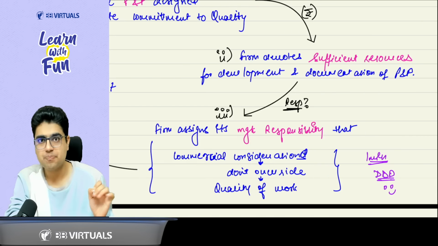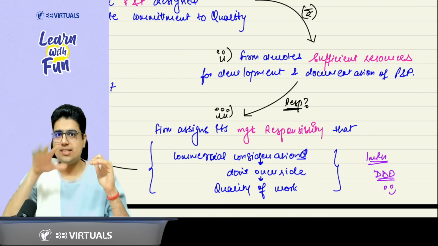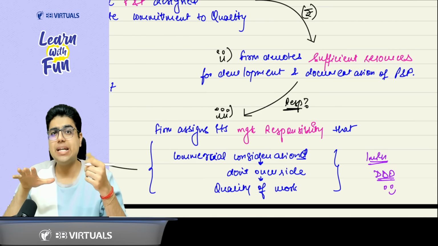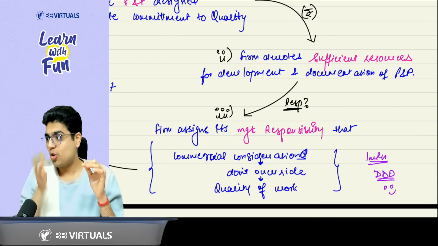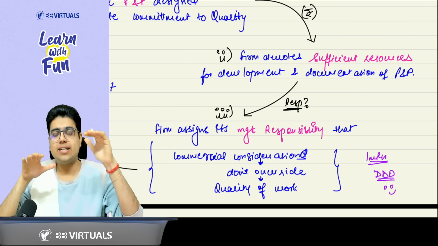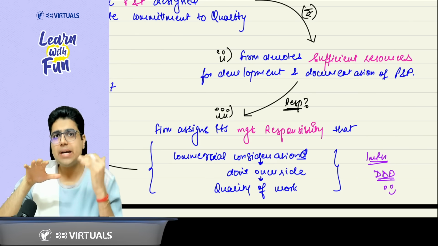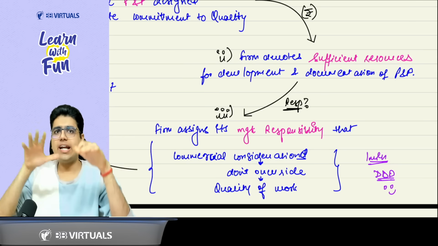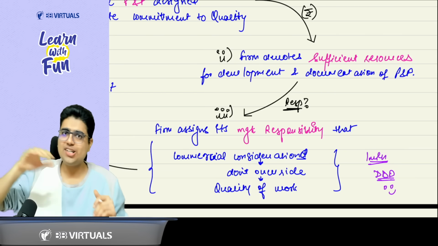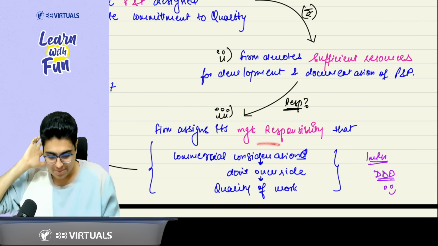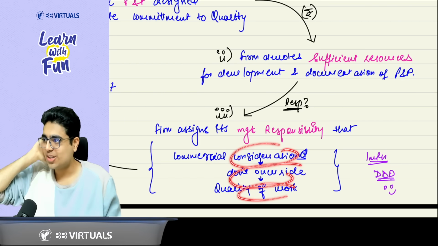the quality of work. Commercial considerations, see, this is quality, this is commercial consideration. Commercial consideration means money mindset. So what do you think? Quality should remain above or money mindset? Sir, quality. So make sure your commercial consideration, that is the money mindset, does not override the quality of work. So quality should always remain above, commercial consideration should always remain below. So commercial considerations don't override the quality of work.